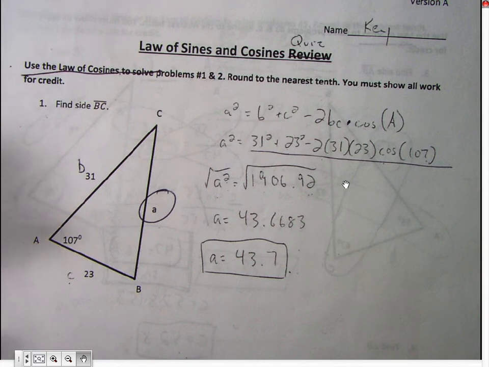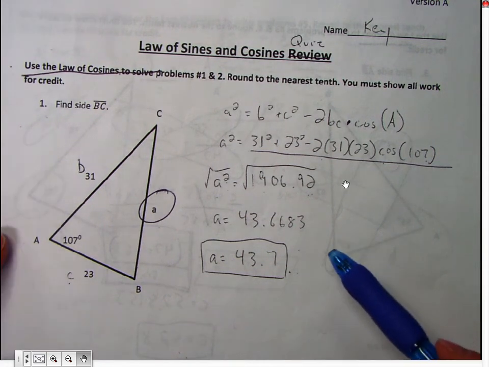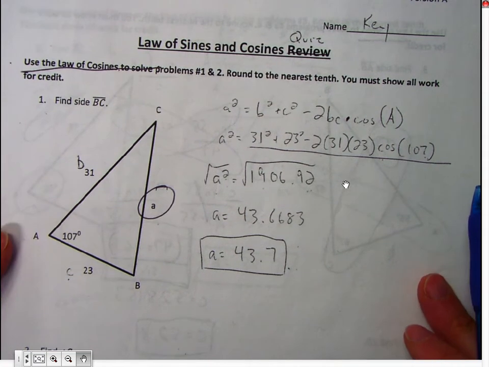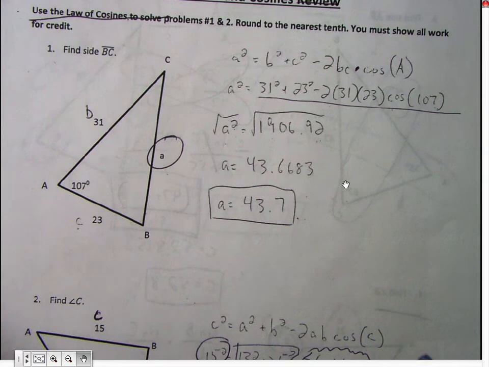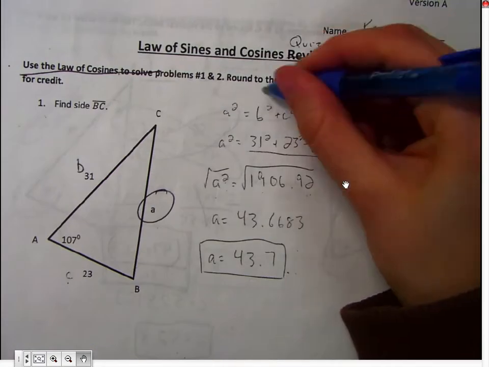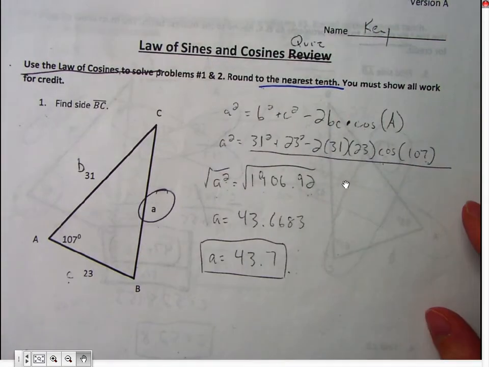Yes? If we didn't do 0.92, like I only did 0.9, would we be counted wrong? No. If we don't round it, is it going to kill us? No. It says right in the directions, though, what to round to. Okay? So please do that.